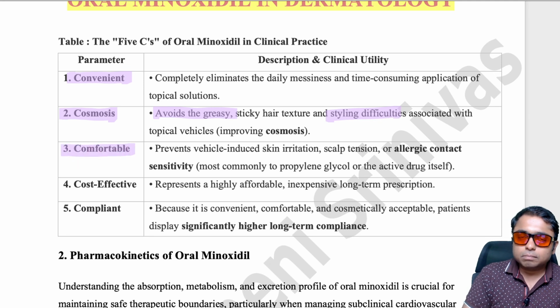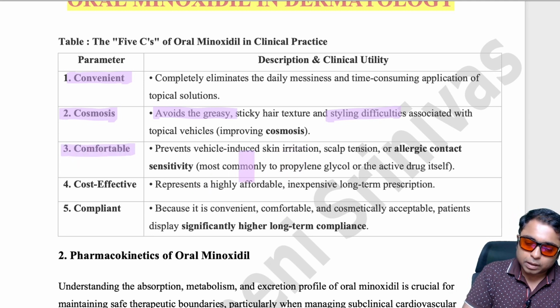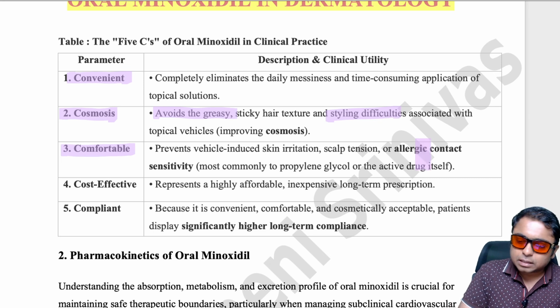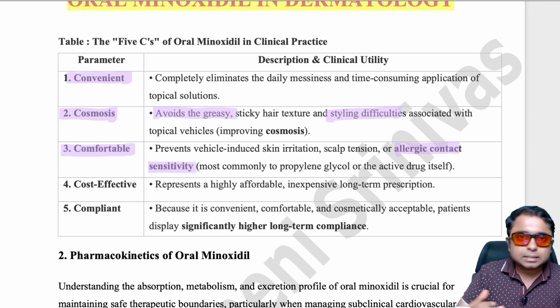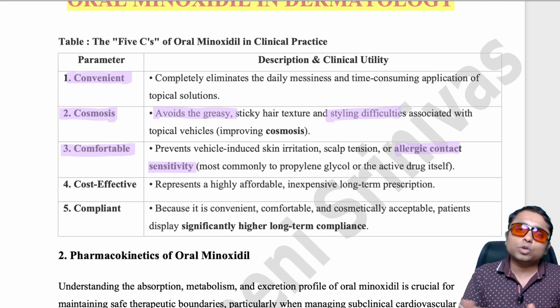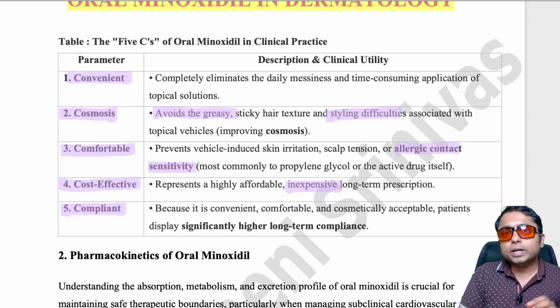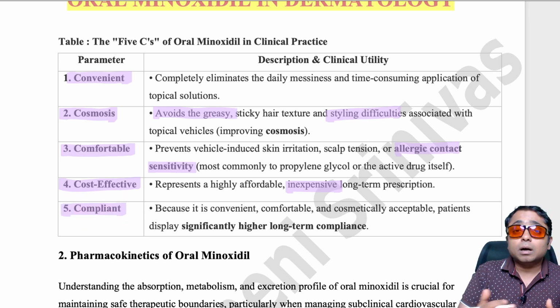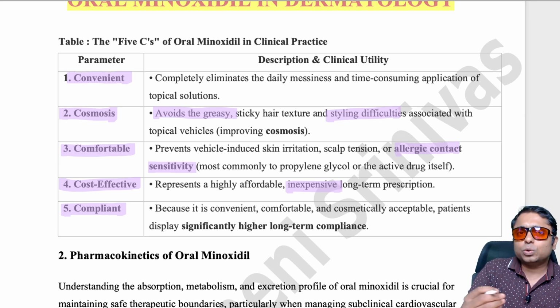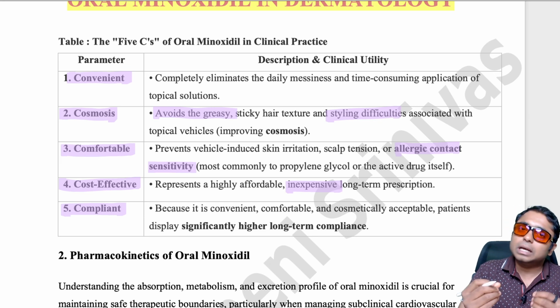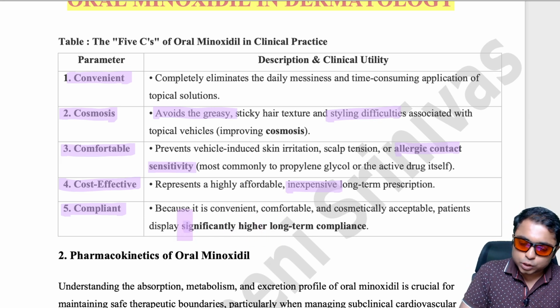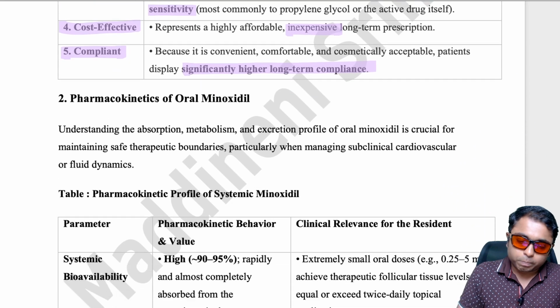It's also comfortable because it's only to be taken orally, and it also eliminates any other causes for the allergic contact sensitivity, which may lead to unnecessary second follow-up after starting the topical formulation of minoxidil. It is also cost effective, it is highly affordable and inexpensive even for long term prescription. And as I have already told you, it is very compliant. It is very much proven that patients do not want to apply the topical formulation twice daily. Instead, they can just take this medication orally in the night time before bedtime, right? So it has significantly higher long term compliance.